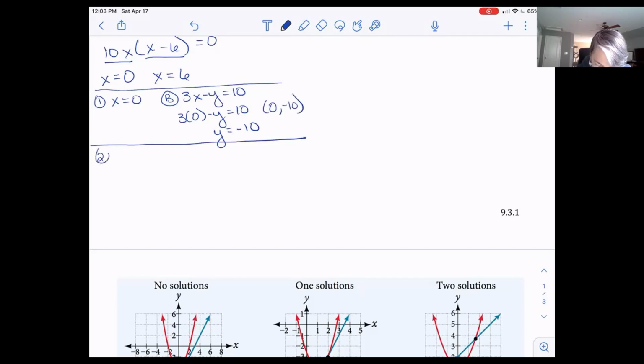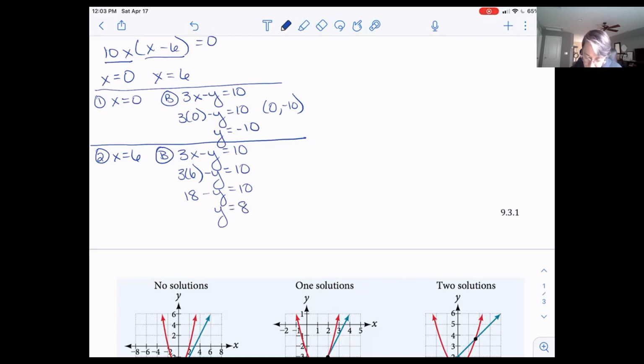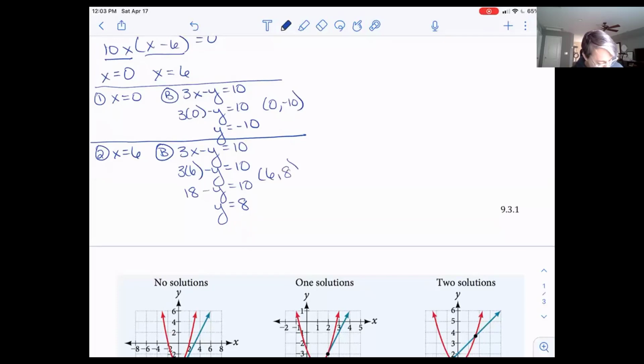Now let's plug in our second x value of x equals 6 into our equation B of 3x minus y equals 10. We could have plugged it into A. It's just B would be easier since it's already linear. So we get 3 times 6 minus y equals 10. 18 minus y equals 10. So that means y equals 8. So we get the point (6, 8). So those are our two solutions, (0, -10) and (6, 8).